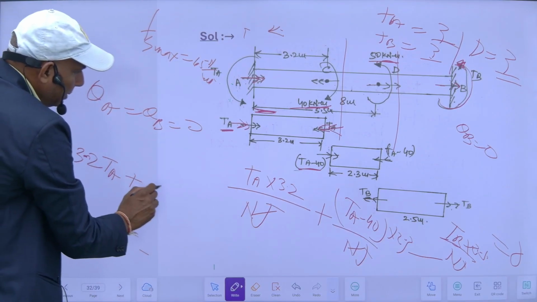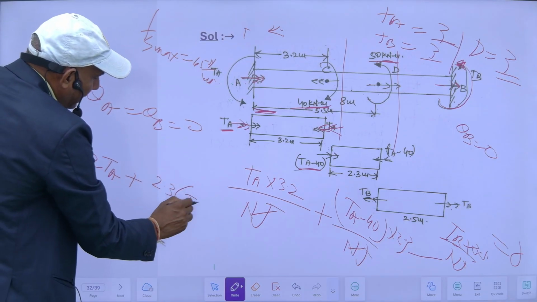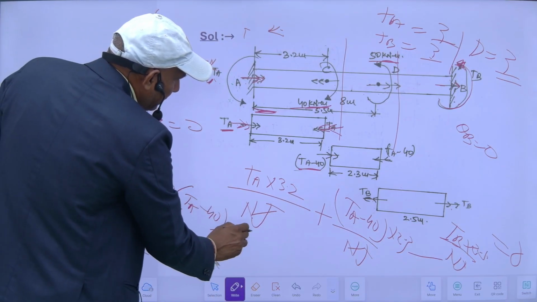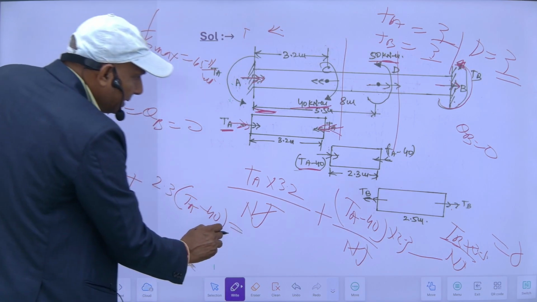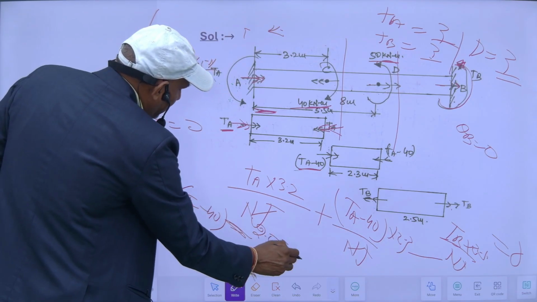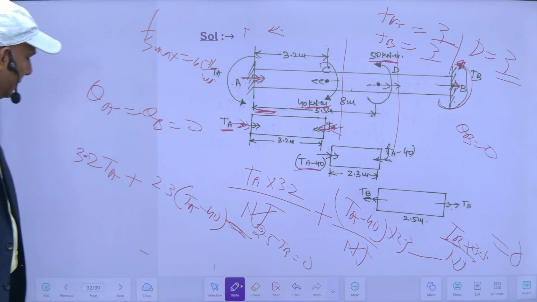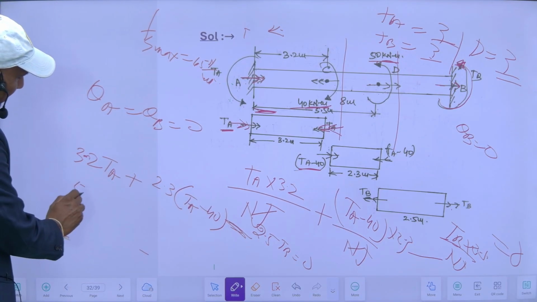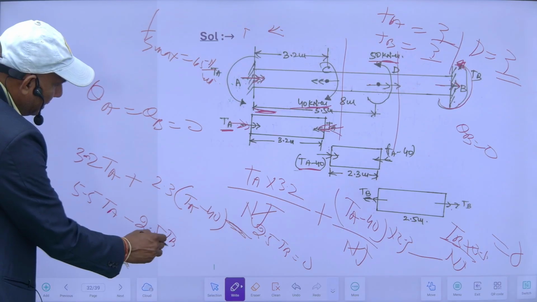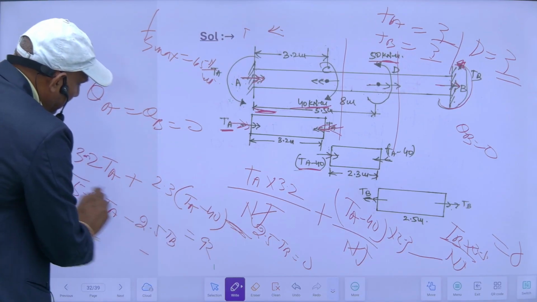plus 2.3 into TA minus 40, minus 2.5 TB is equal to 0. So with this I will get my equation in the form of TA and TB. So 5.5 TA minus 2.5 TB will be equal to 40 into 2.3, that is 92. So this is my equation of compatibility.